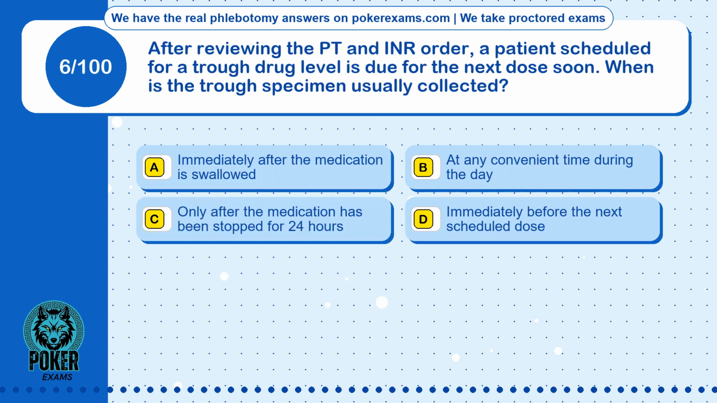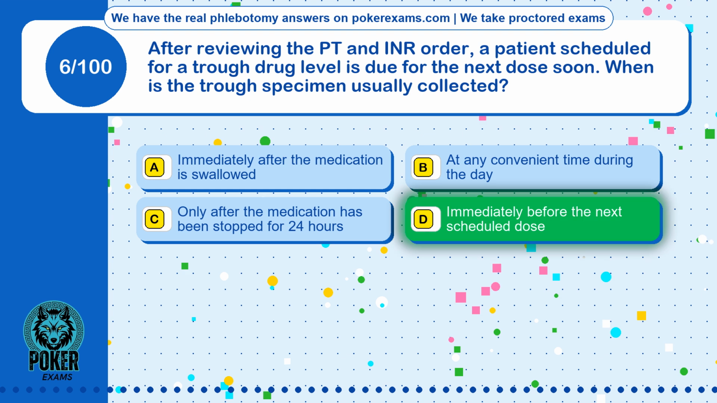Question 6. After reviewing the patient and INR order, a patient scheduled for a trough drug level is due for the next dose soon. When is the trough specimen usually collected? Option A, immediately after the medication is swallowed. Option B, at any convenient time during the day. Option C, only after the medication has been stopped for 24 hours. Option D, immediately before the next scheduled dose.